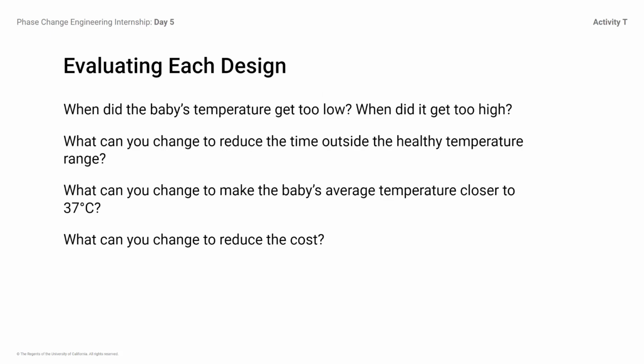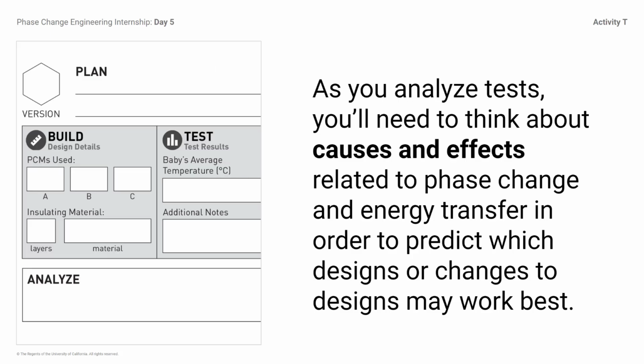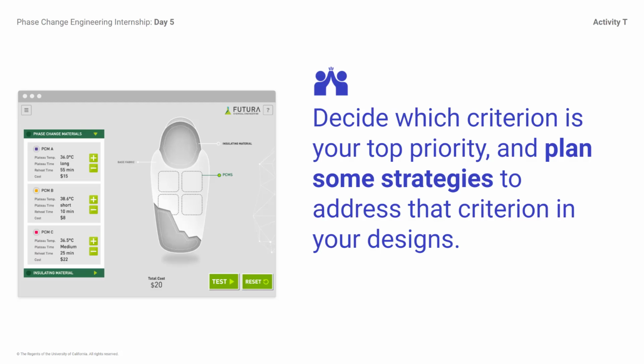Evaluating each design. You can think about these questions as you evaluate each design. When did the baby's temperature get too low? When did it get too high? What can you change to reduce the time outside the healthy temperature range? What can you change to make the baby's average temperature closer to 37 Celsius? What can you change to reduce the cost? As you analyze tests, you'll need to think about causes and effects related to phase change and energy transfer in order to predict which designs or changes to designs may work best.